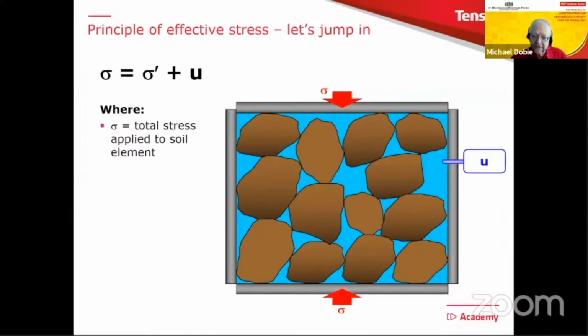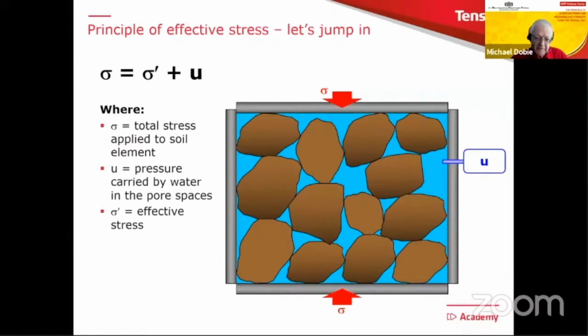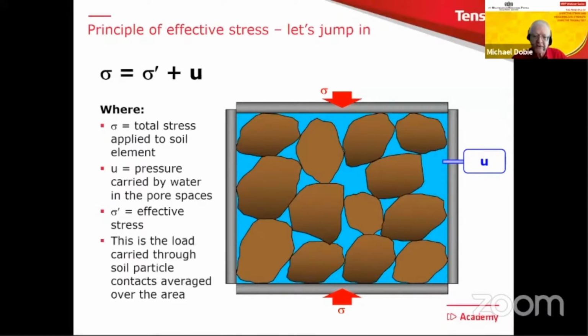And then inside the element, we have water in the pore spaces. And the pressure in the water, we normally give the symbol u. So that's the pressure in the pore spaces in the water. In this particular case, we're assuming that we have no air in there. It's only water in the pore spaces. And then the difference between the two of them is the effective stress. And what is the effective stress? Well, the effective stress essentially is the load carried through the contact points between the soil particles coming out at the other end. That is the effective stress.